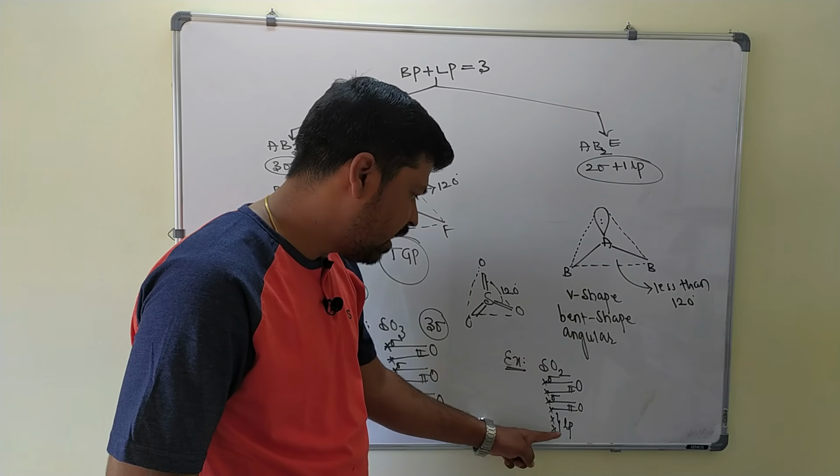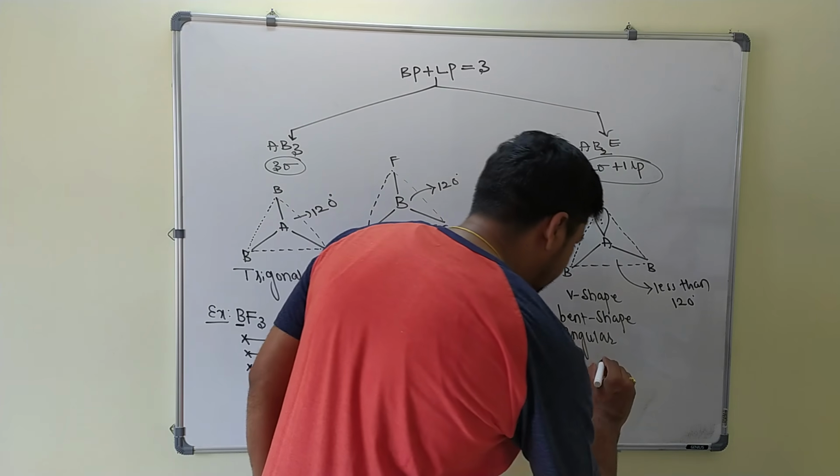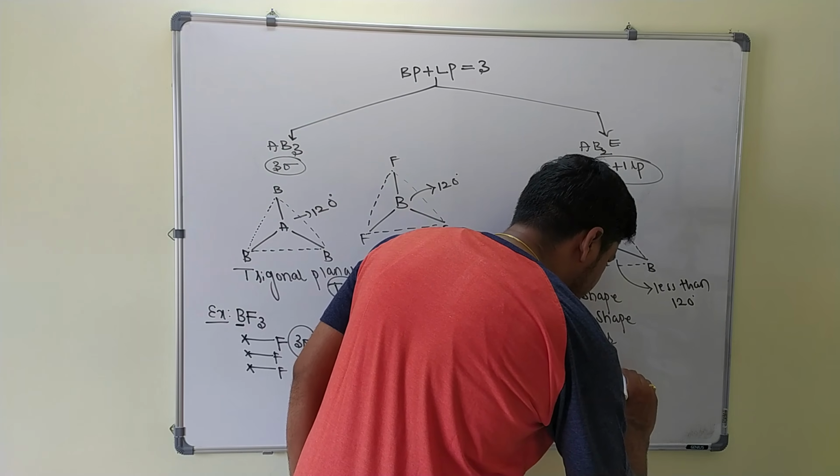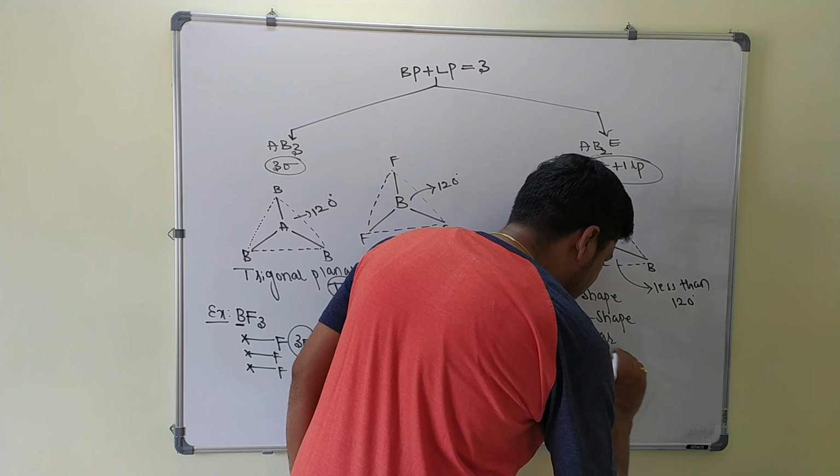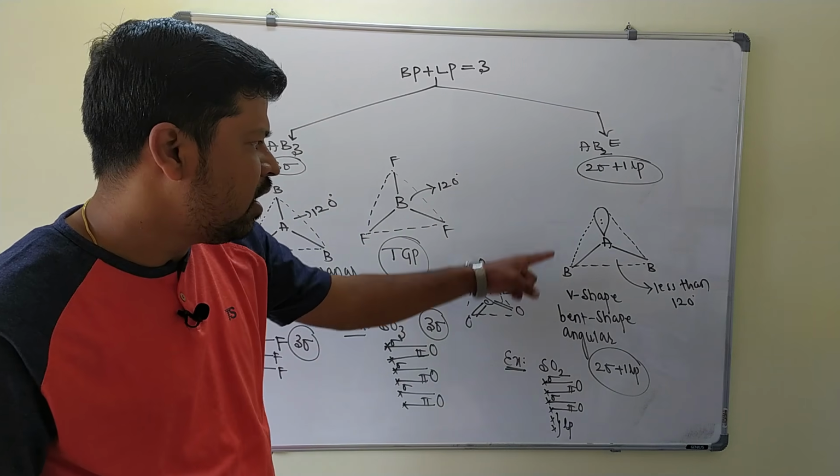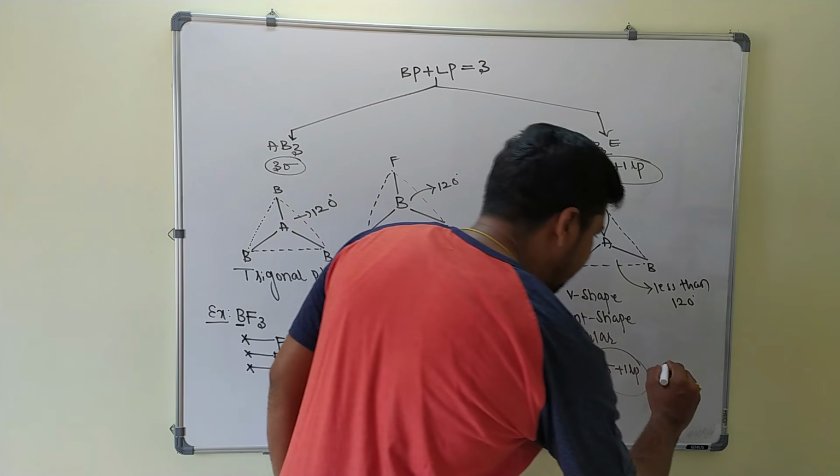2 sigma bond, and next one is what? Lone pair of electron. That's why this molecule is having 2 sigma bond and 1 lone pair of electron. The shape of this molecule is what? Again V shape or bent shape.